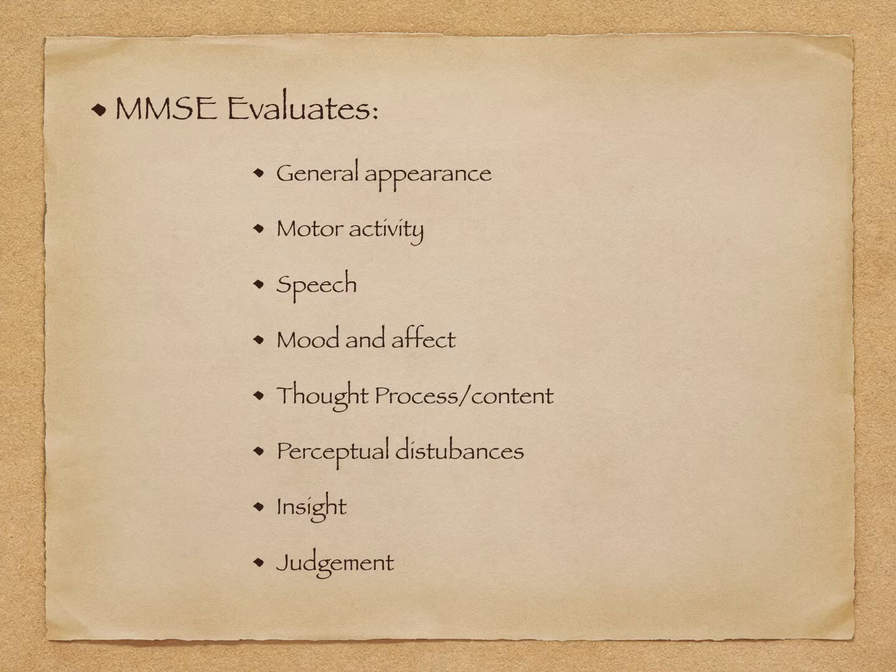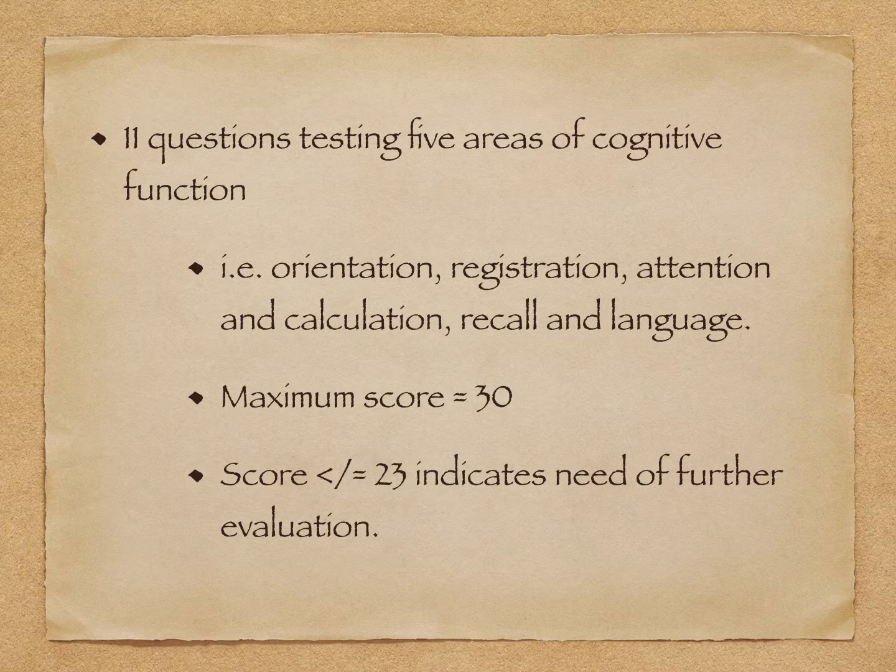The MMSE evaluates general appearance, motor activity, speech, mood and affect, thought process and thought content, perceptual disturbances, insight and judgment. Eleven questions are used to test five areas of cognitive function, including orientation, registration, attention and calculation, recall, and language. There is a maximum score of 30, and a score of less than or equal to 23 indicates a need for further evaluation.